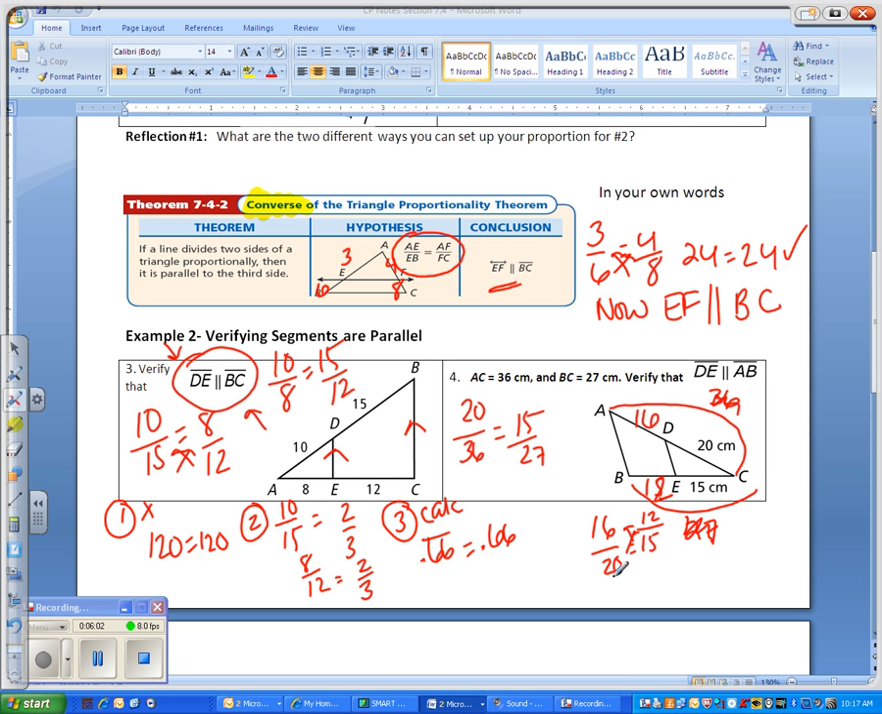So 20 times 12 is 240, and 15 times 16 is going to be 240. So that means that these lines are going to be parallel. Check. So that's the second thing that we're going to do.